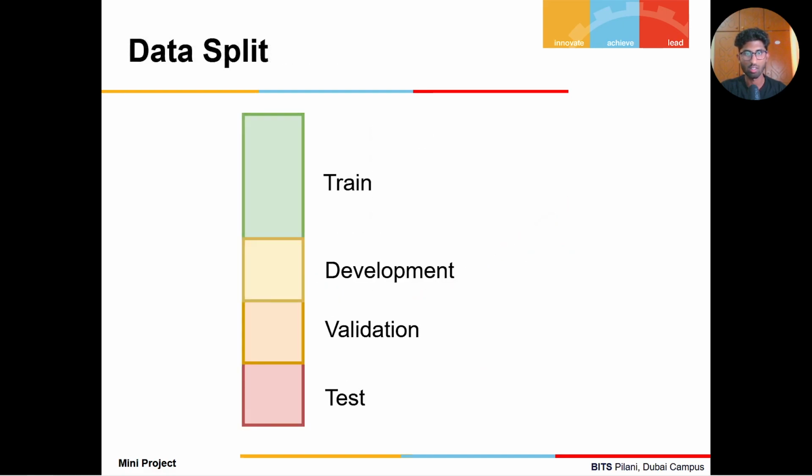So this is focusing on how to split your data into train, development, and validation sets, such that you train on the training data, you improve the model on your development data, then you compare all the possible models using your validation data, and only once you use your test data.